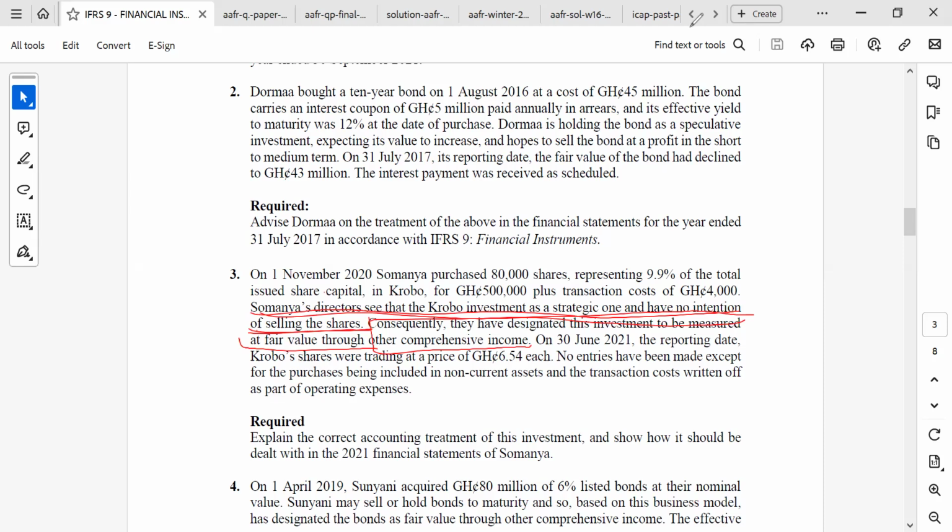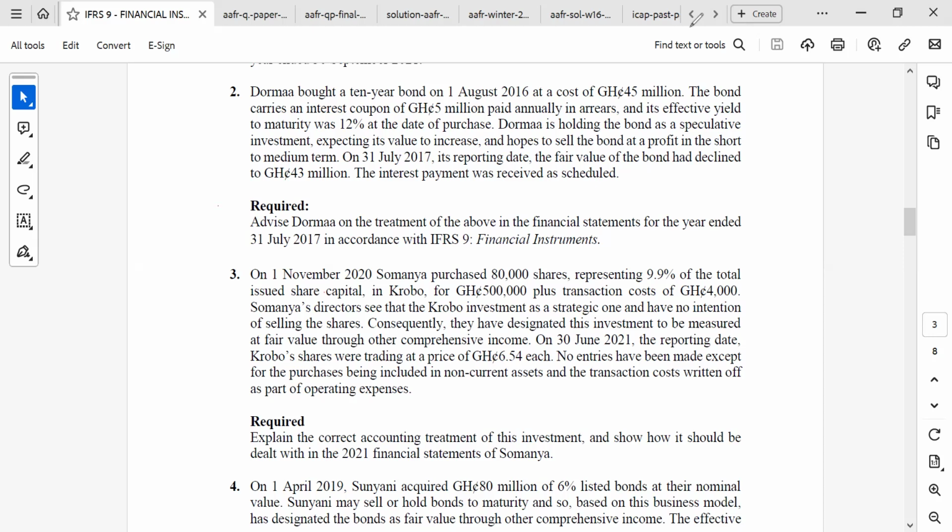Since they have no intentions of selling the investment, that will be through other comprehensive income. So they don't have to tell you again, but they have given you the classification. Okay. So if we are classifying the financial asset through other comprehensive income, what happens to the transaction cost? Capitalize it. So we have to go and take it. They have written that off as operating expenses. That is wrong.